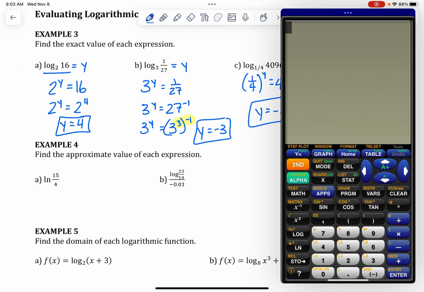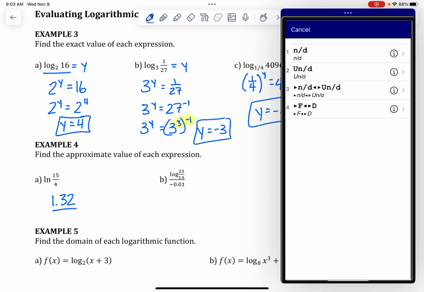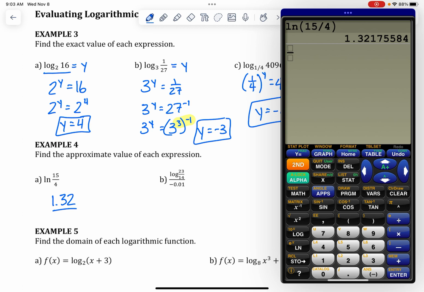You have ln, and then you can just type 15 divided by 4, and there's your answer of 1.32. So just write that. You can round it to maybe 2 decimal places. It's probably good enough, 1.32. And then they just get kind of silly. So you have some fraction here where you have the log of 23 over 14 divided by -0.01. So that's just more of an exercise in finding the buttons on your calculator.